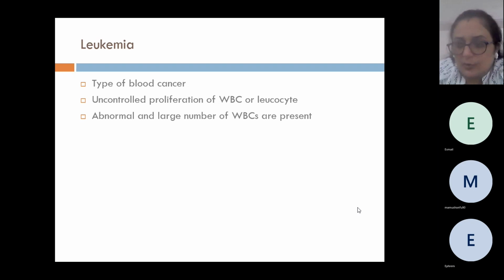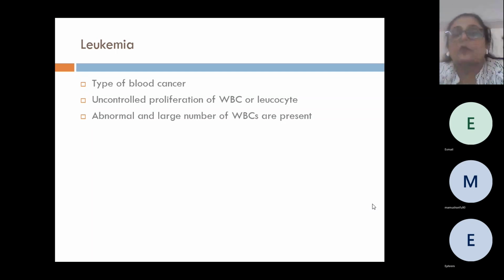Basically, first we want to study CML, but if we have to study CML, we have to understand what is leukemia. Basically, CML is a type of leukemia. The full form of CML is chronic myeloid leukemia. So it's a type of leukemia. But what exactly is leukemia? Leukemia is a type of blood cancer where there is uncontrolled proliferation of WBC or leukocytes. WBC is also called as leukocytes.